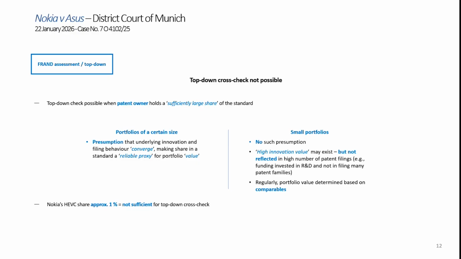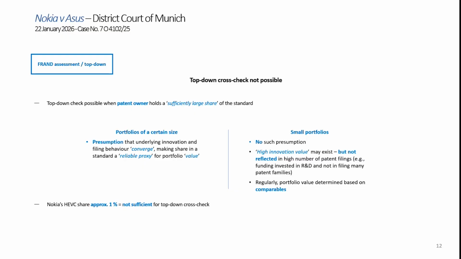Generally, the court said this top-down check or cross-check is possible, however, only when you have portfolios of a significant size. So you can apply this basically when the patent owner holds a sufficiently large share of the standard. Because when you have portfolios of a certain size, then there is a presumption that the innovation that is mirrored in these patents and the filing behavior of the patent owner have converged, meaning that there is a lot of innovation and also a lot of filing, which makes it possible to assume basically that the share in the standard, so how many patents you have, is a reliable proxy for the portfolio value.